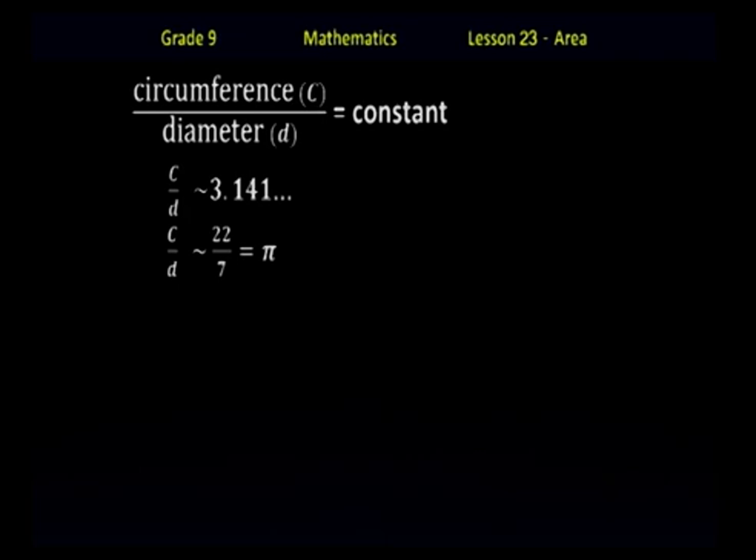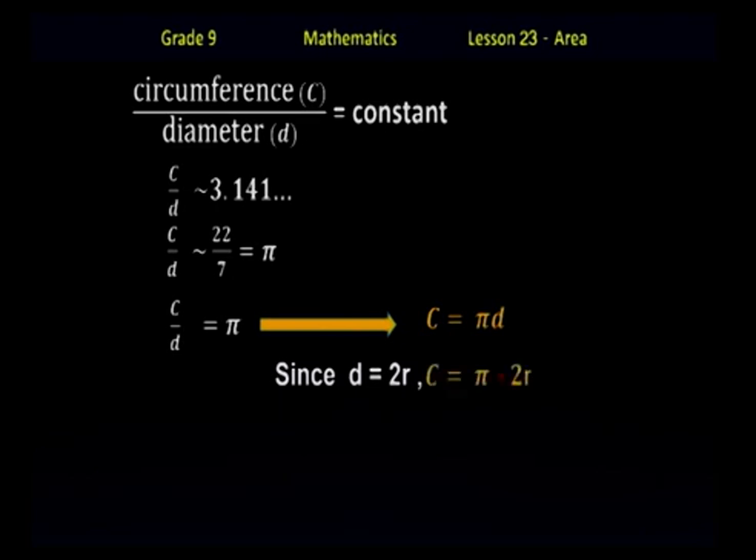22 upon 7. Now let's write it down. C over D equals pi. If we want to find the circumference C, both sides are multiplied by D. Then C equals pi D, where D is the diameter. We know diameter is equal to twice the radius. Applying it, we obtain pi into 2r. Circumference is 2 pi r. This is to recall your knowledge on the circumference of a circle.